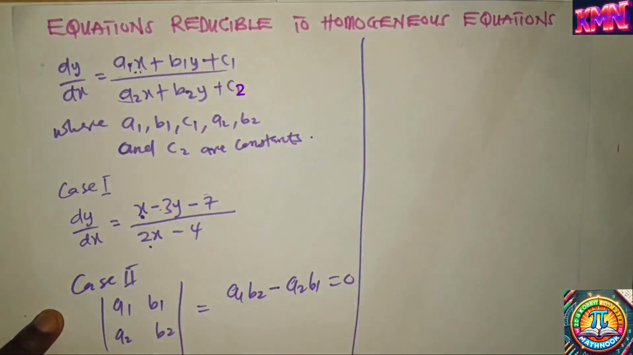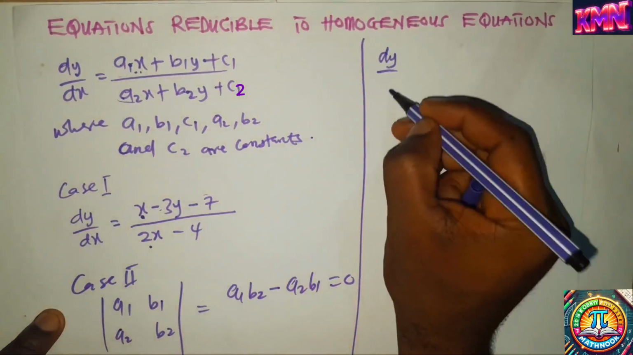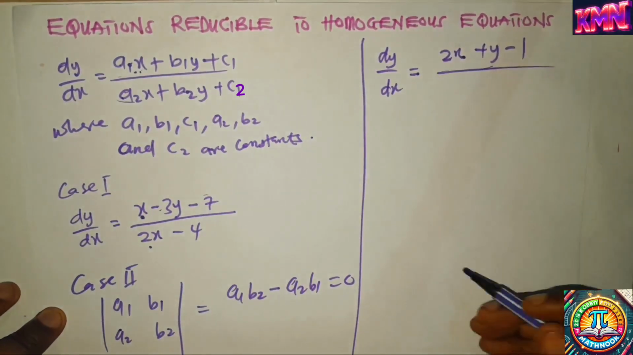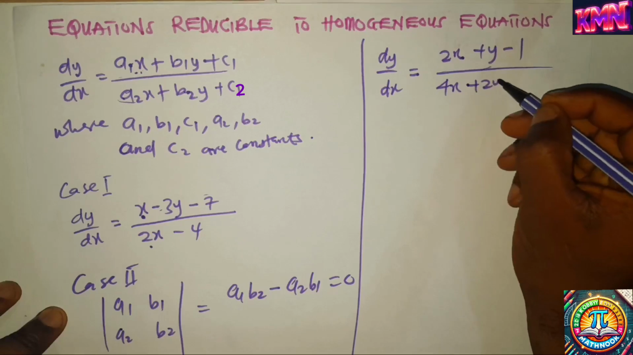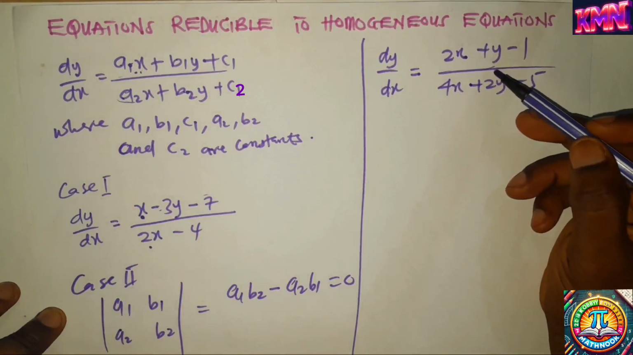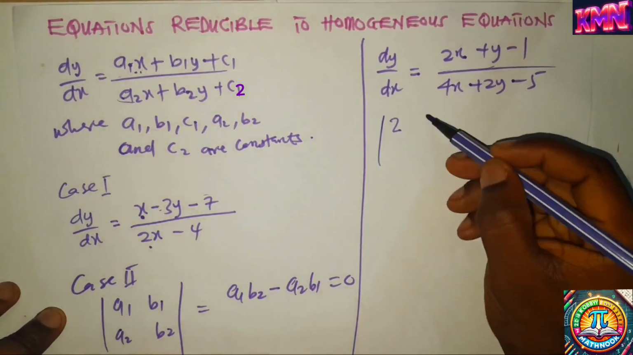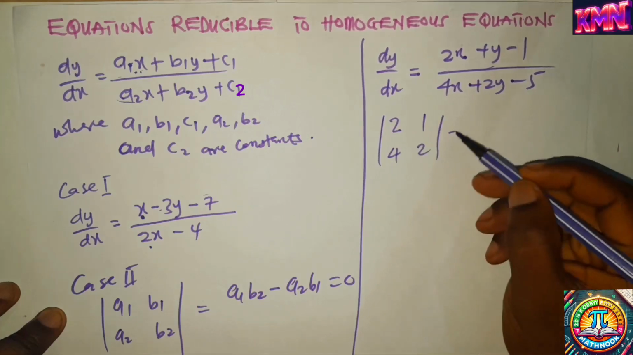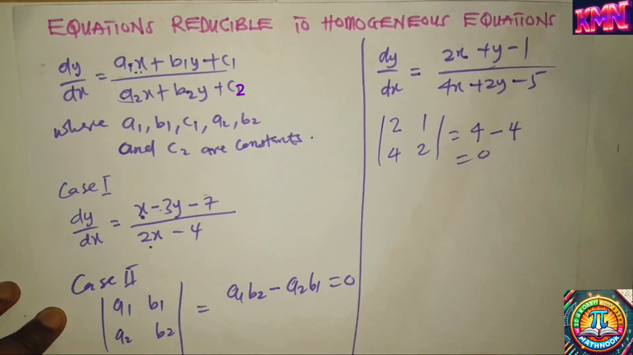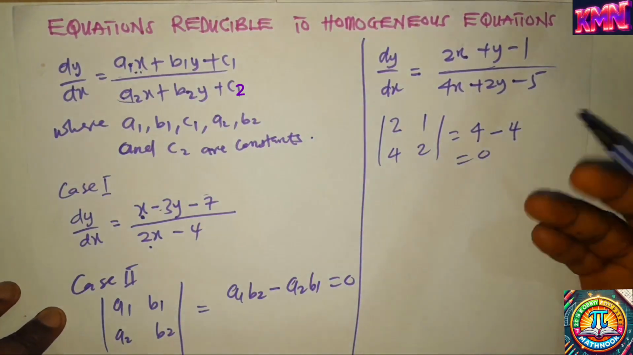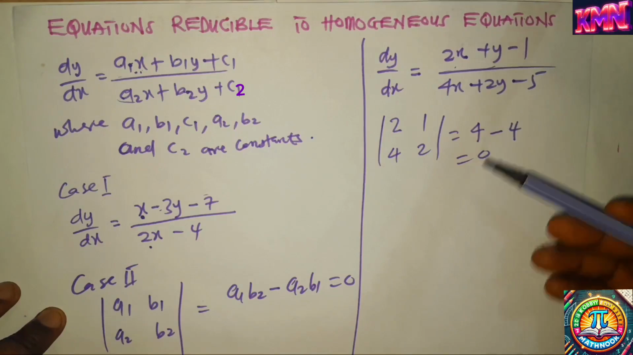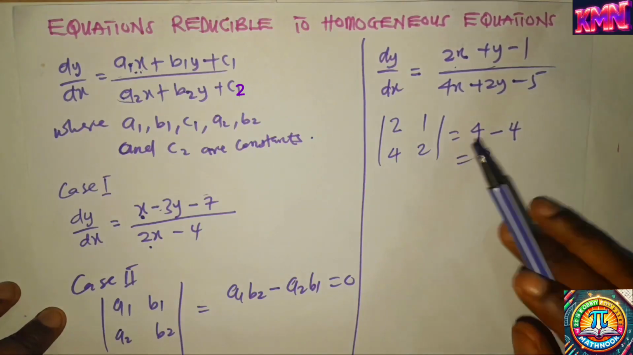Take a real example. In this case, dy/dx equals (2x + y - 1) over (4x + 2y - 5). So let's try to find the determinant of the coefficients of x and y in both the numerator and denominator, and that gives us 2, 1, 4, 2. And you can see when you multiply this side we are getting 4, minus when you multiply this side we are getting also 4, and that gives us 0. So when we have a non-homogeneous differential equation of this form, where the determinant of the coefficients of x and y at the numerator and denominator gives us 0, then it is also another form.